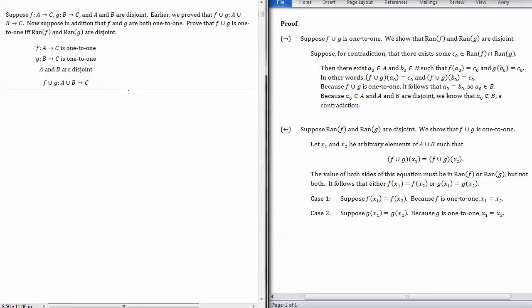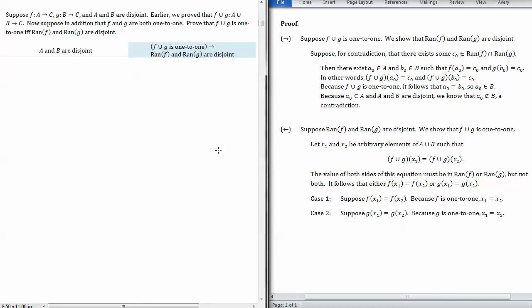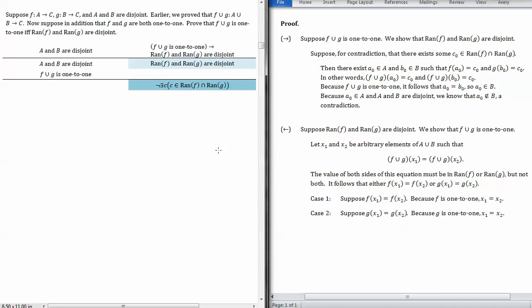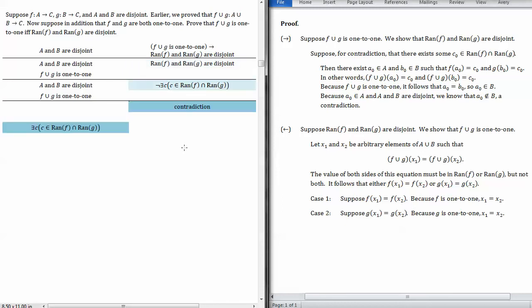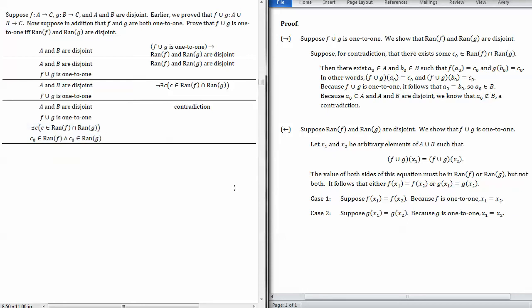For our givens, we have that both of these are functions and they're both one-to-one. A and B are disjoint, and f union g is a function from A union B to C. And we have this if and only if statement as our goal. So we're doing the forward direction, and we do a direct proof. And we can write out the definition of what it means for these two to be disjoint, that there does not exist a c which is in both, right? And we'll do proof by contradiction, so we can assume there does exist a c in both. And existential instantiation will give us a c naught. You can call it c if you wanted to.